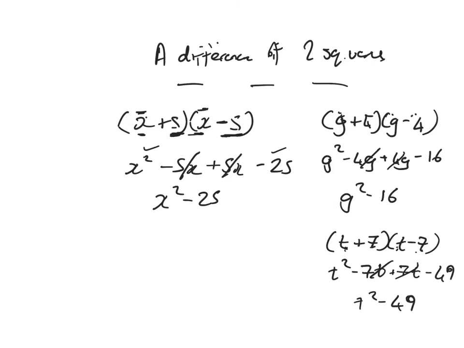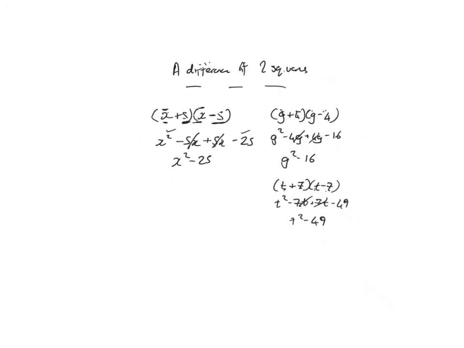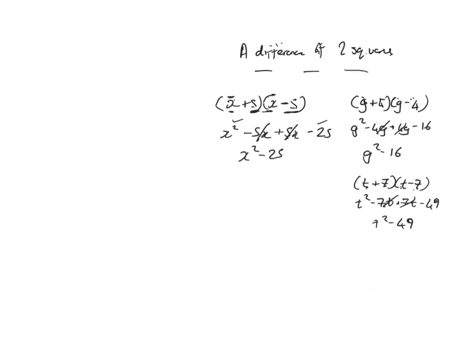Now there's a pattern that's starting to emerge here that's going to allow us to do difference of two squares. And that pattern is as follows. Okay, so when I've got (x + 5)(x - 5), it turns out that the x is squared and the 5 is squared, it's got 25. When it's (g + 4)(g - 4), you square the g, you get g squared, you square the 4 to get 16. When it's (t + 7)(t - 7), you square the t, you get t squared, and you square the 7, you get 49. In each case there's a minus in the middle.